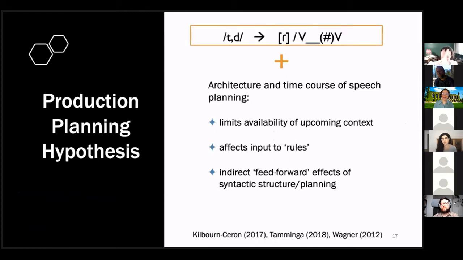So we can take this idea of a mapping from an underlying T to a surface flap in this particular context, and keep that as our phonological piece of the explanation. And what we add to that are some assumptions about the architecture of speech production. And we can, from that, derive the fact that speech planning itself limits the availability of this upcoming context, let's say, the next word that's coming up in the utterance. And that will affect the input to rules, or whatever derivation you prefer. I won't talk about it today, but I think there's a lot of potential to talk about some indirect feed-forward effect of syntactic structure or planning in this context with this hypothesis. So that's what I call the production planning hypothesis.